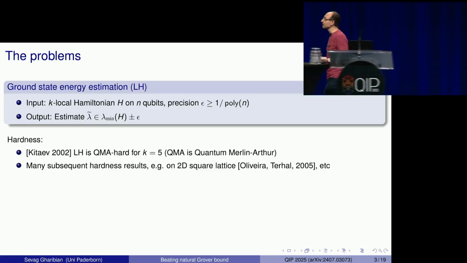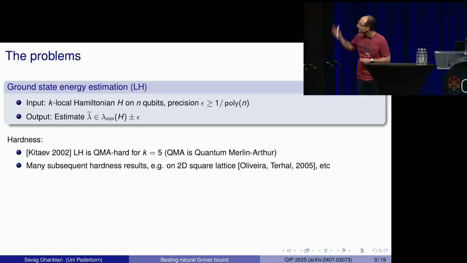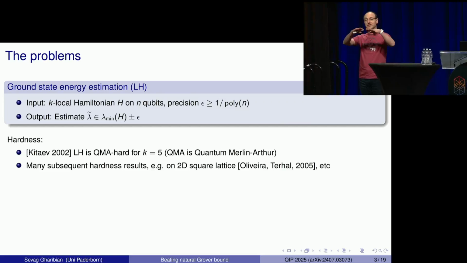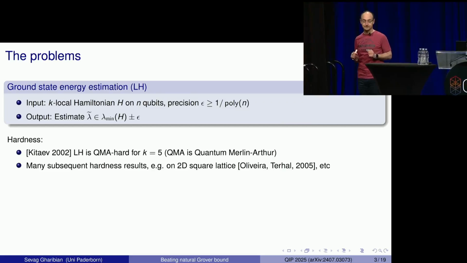So this problem has long been known to be QMA-hard, and it's even hard if we restrict it to, say, a 2D square lattice. This is a case I'll come back to later.